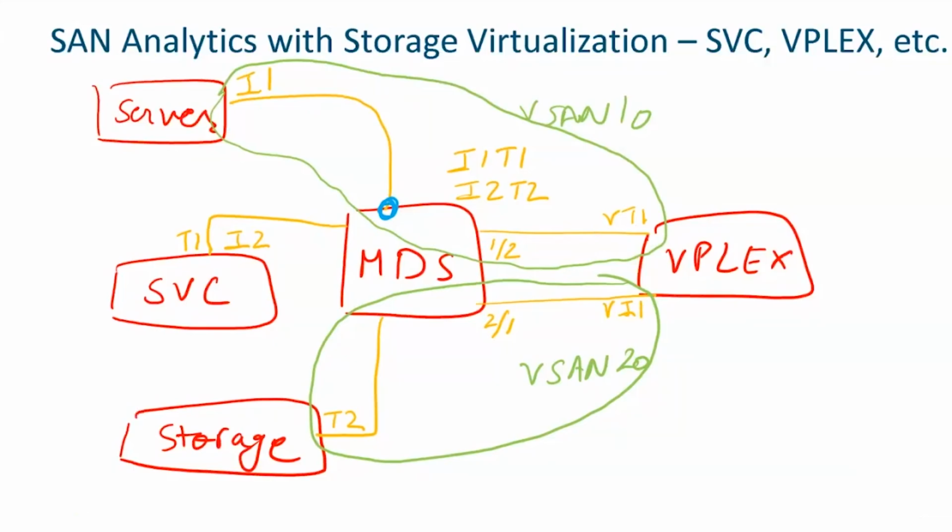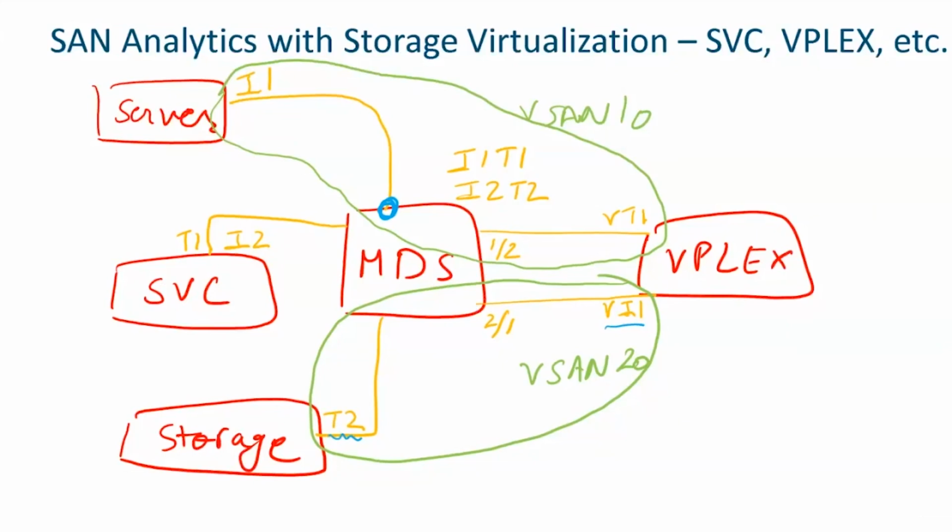Yeah. And so is the case if you enable analytics anywhere between VI1 and T2, because it's still the end-to-end IO originated from I1. Okay.